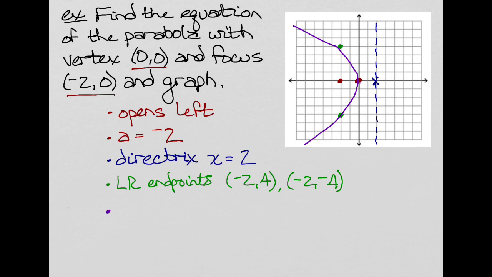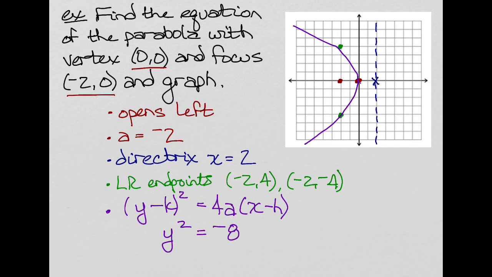Since my parabola is opening to the left, I know I'm going to have y squared and x not squared. I know the vertex, it's 0, 0. And I know the value of A from up here. A is -2, so we're going to fill in those blanks and come up with an equation. I'm not going to write y minus 0 squared. Y minus 0 is just y. 4 times -2 is -8. X minus 0 is x. And there we go.